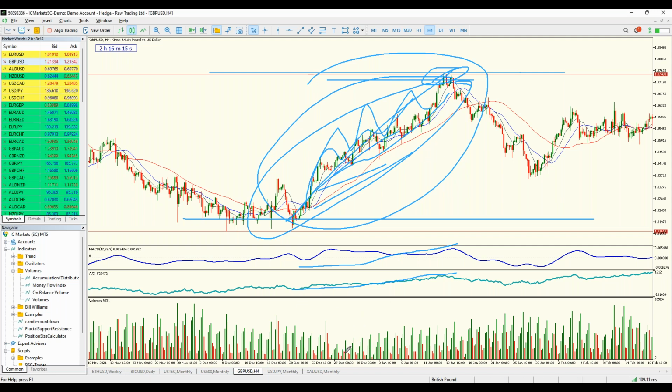So next up, I obviously want to see an increase in volume. Here, if you go from here to here, you can see the volume is generally increasing. That means the trend is still strong.